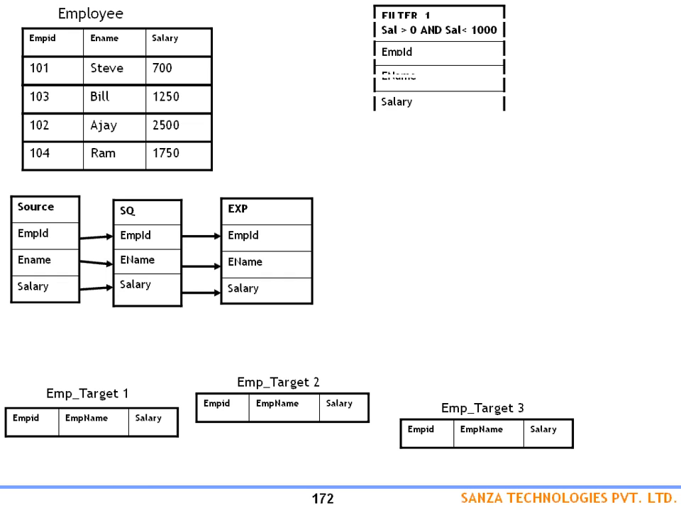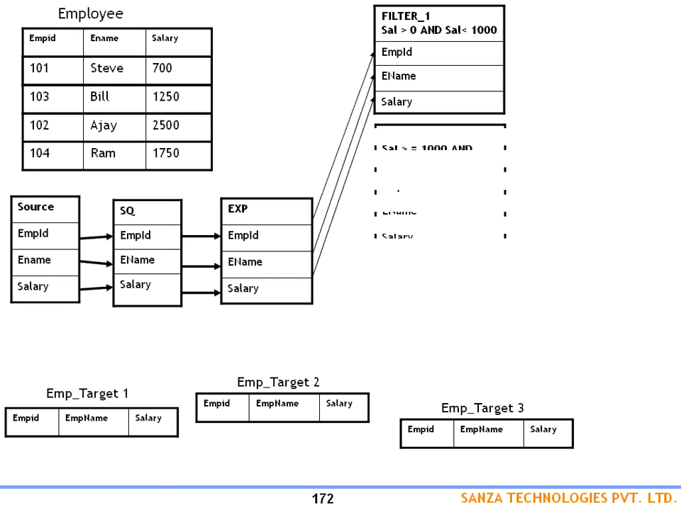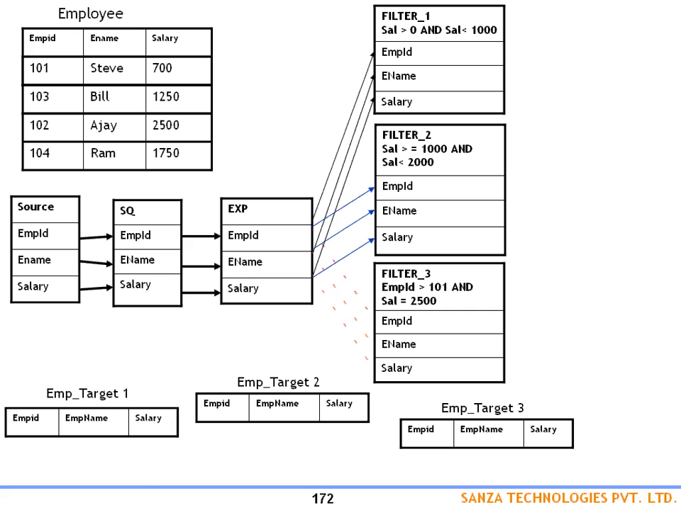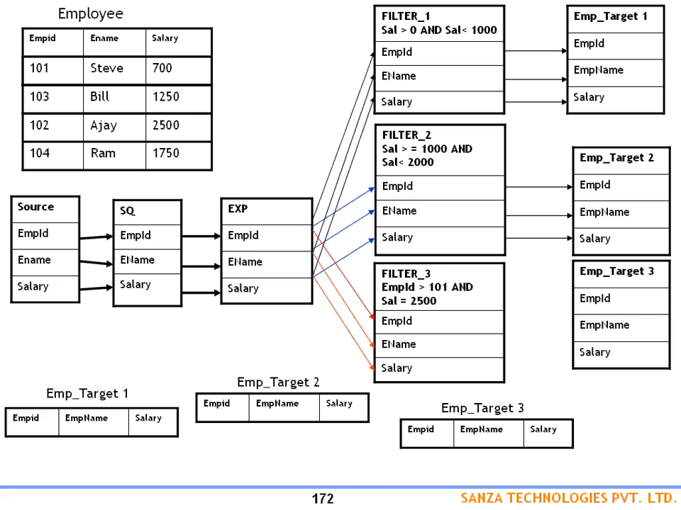So I use one filter transformation. The condition where salary is less than 1000. So that data will go out. The record which satisfies that condition will go out to the target table. Another filter condition, another filter transformation, another filter condition, another transformation, then link to the 3 target tables. Observe very carefully how this works. Filtering, streaming data into multiple targets.